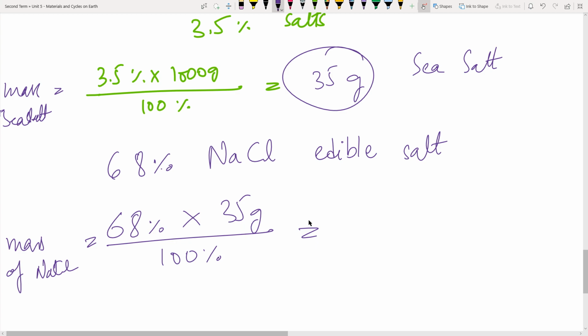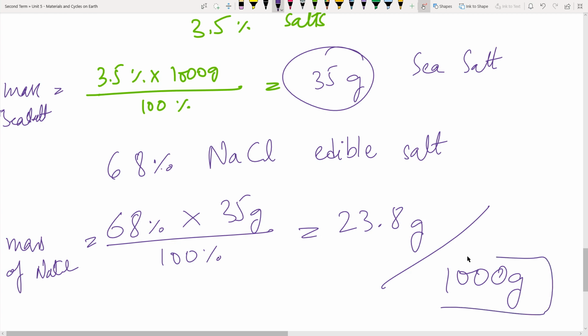So if we do this calculation, let me get my calculator again. It is going to be 68 multiplied by 35, divided by 100, so that is going to be just 23.8 grams. So out of 1,000 grams of seawater, like 1 liter of seawater, they are barely getting 23 grams of NaCl. So imagine the cost, right?